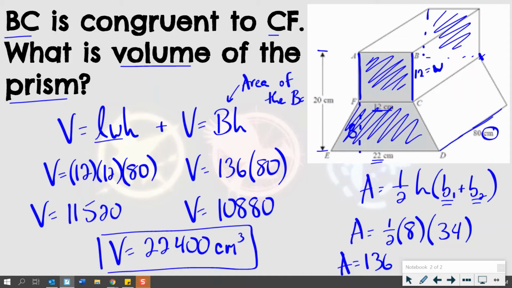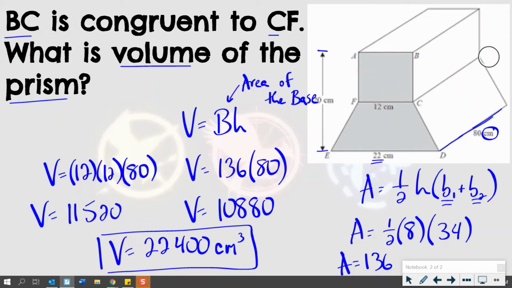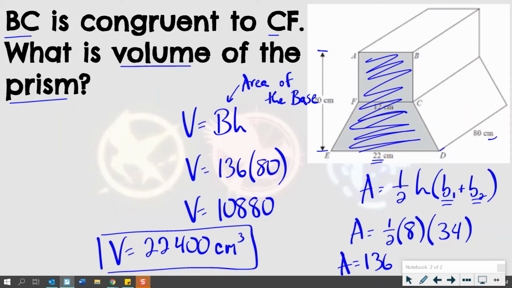There is actually maybe a slightly faster way to do this. A prism can really just be simplified down to just this equation, where capital B is the area of the base. So I can actually think about this whole thing, this entire face, as the base. Find the area of that entire thing, and then just multiply it by 80 in one step.